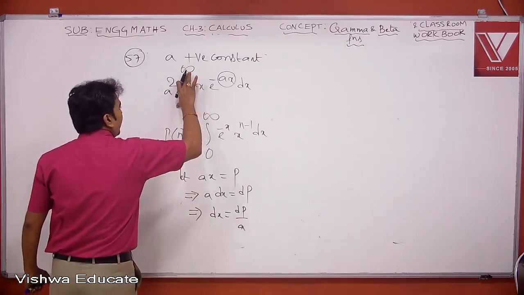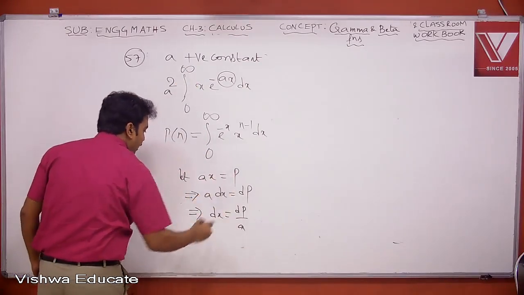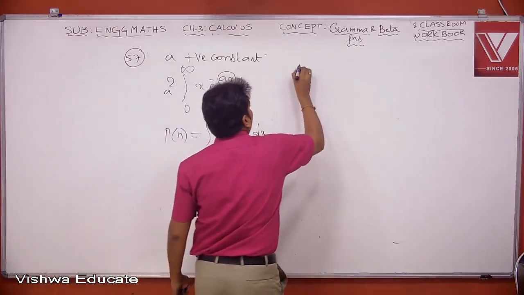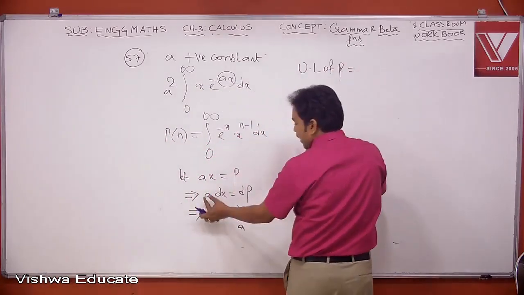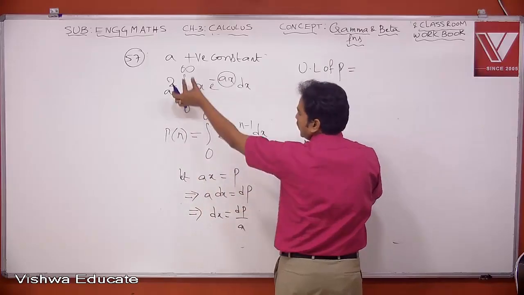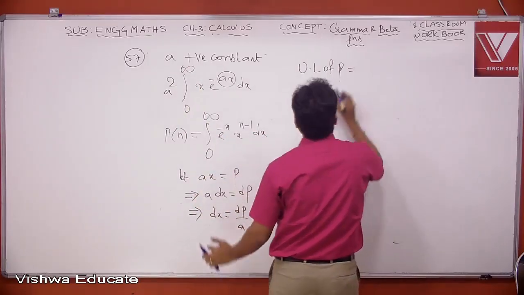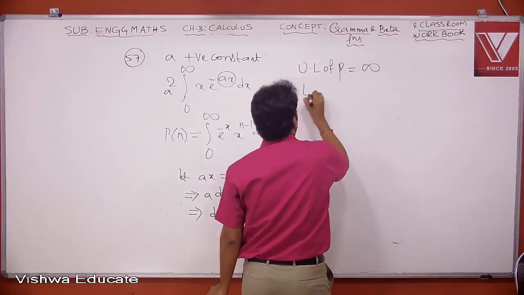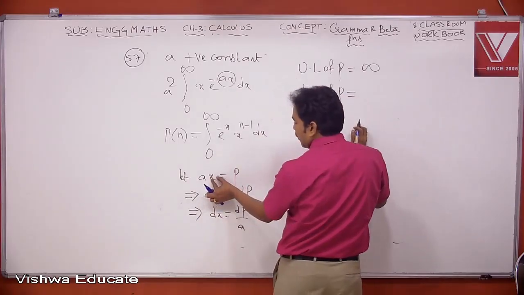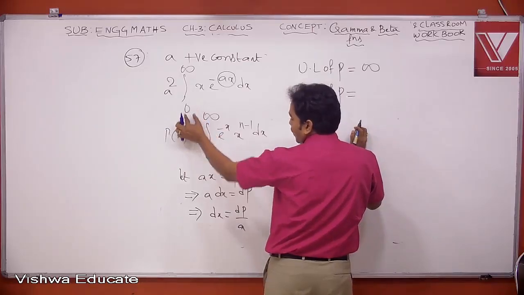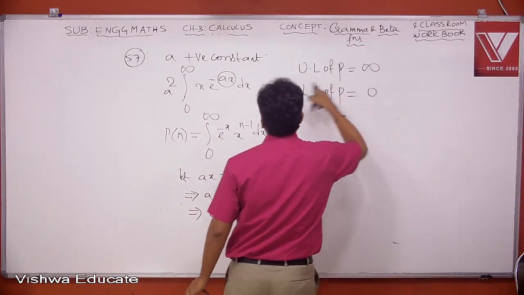But these are limits of x. So x is converted to the new variable p. So what is the upper limit of p? Here the upper limit of p is a times infinity, because the upper limit of x is infinity. A into infinity. A is a positive number, so it is plus infinity. Lower limit of p: replace x by the lower limit 0. A into 0 is 0. So the lower limit is 0, upper limit is infinity.